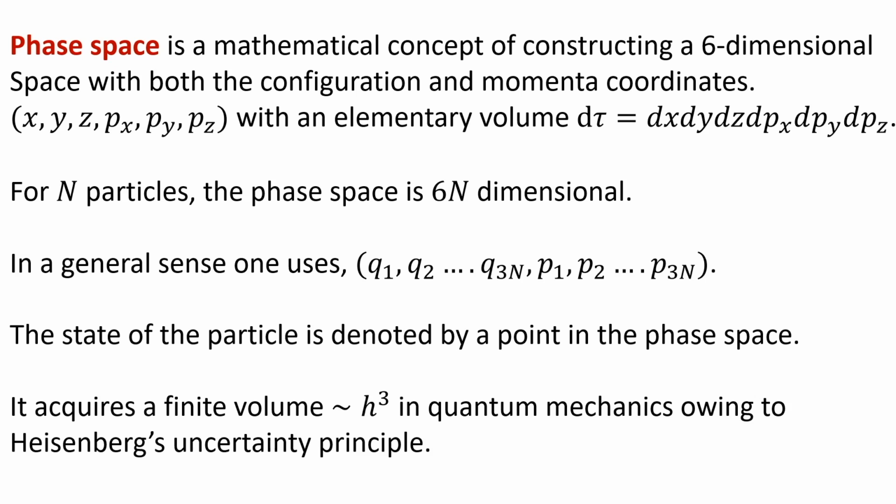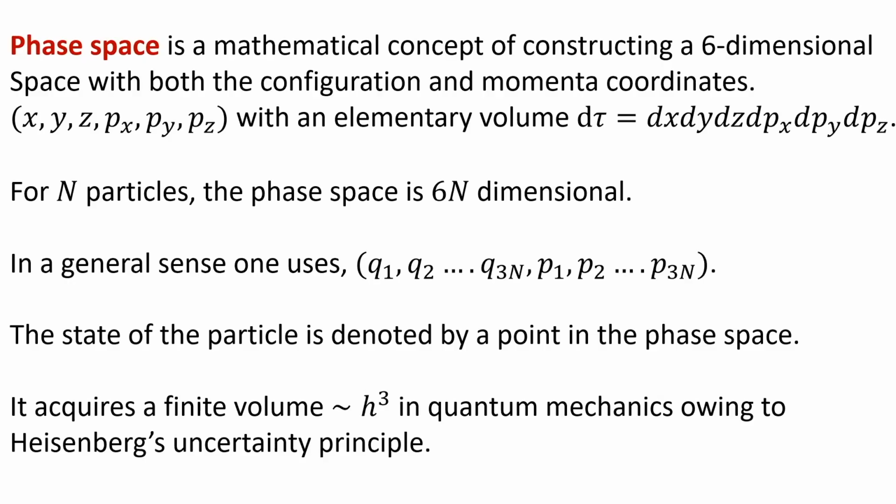So, this is a 6-dimensional space for one particle, and since we consider N particles, with N of the order of Avogadro number, 10 to the power 23 or 10 to the power 24, the space is 6N dimensional. Even if it looks like we have artificially enhanced the dimensionality in which we are going to study, this makes a lot of things quite simpler, which is what we are going to see. So, in a general sense, instead of using x, y, z, one uses q1, q2 up to q3N coordinates.